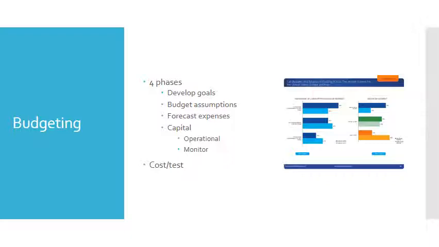And then phase 4 is the monitoring phase. Once your budget is implemented, you have to monitor to make sure that what you predicted is actually what's happening. And this is done in an operational sense on a monthly basis. You're supposed to monitor this hopefully monthly. You don't want to find out too late that you ran out of money.